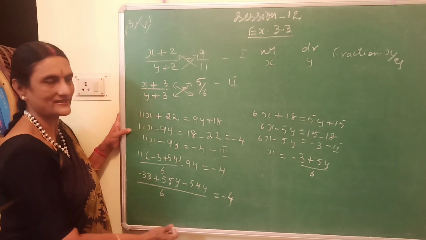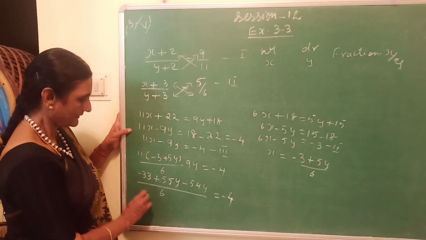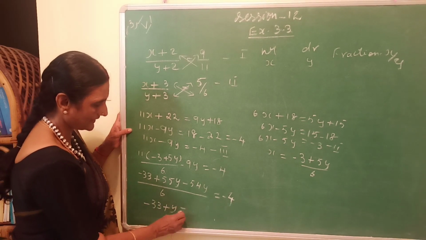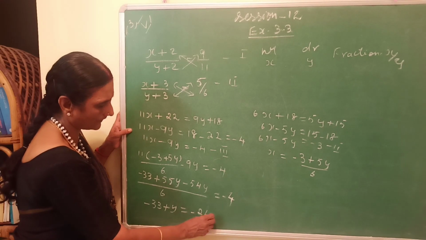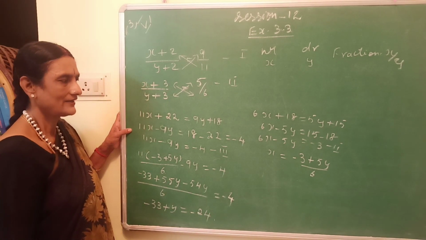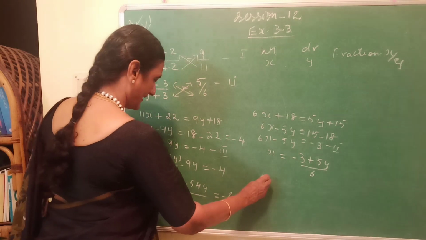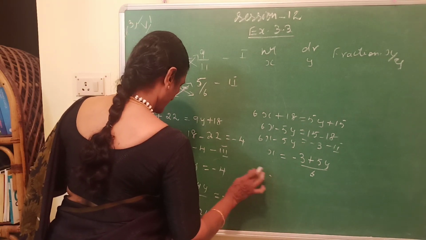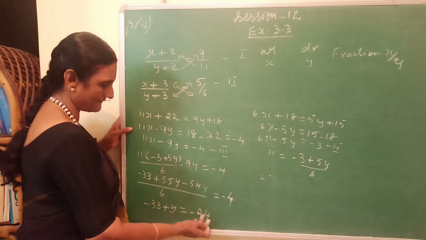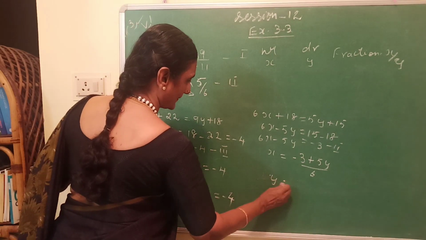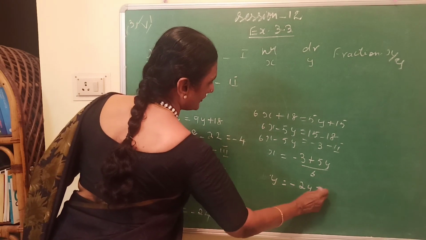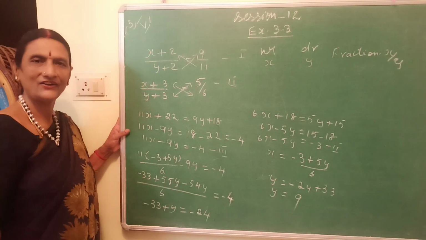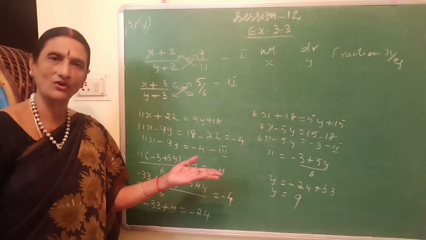Now I have to cross multiply. If I cross multiply, this becomes -33 + y = -24. So from here, minus 33 goes to the other side, making it positive, and we get y = -24 + 33. So y = 9. Are you understanding? The y value we have got is 9.